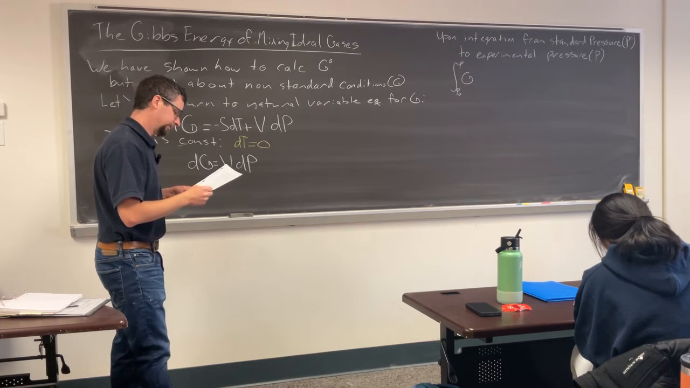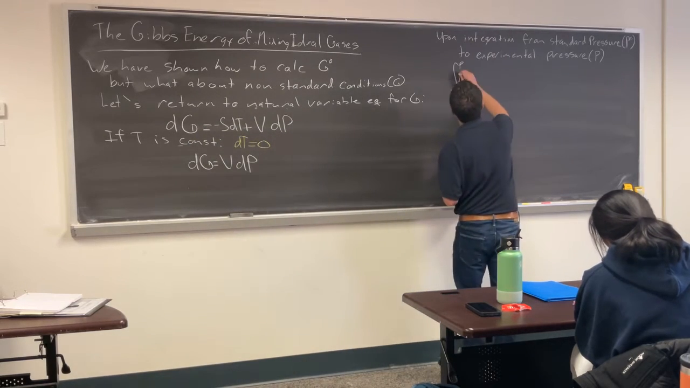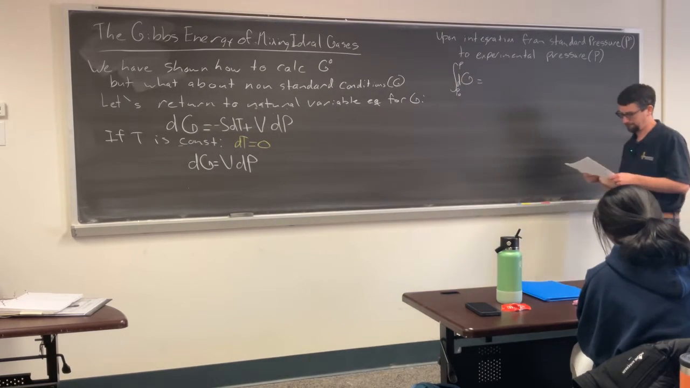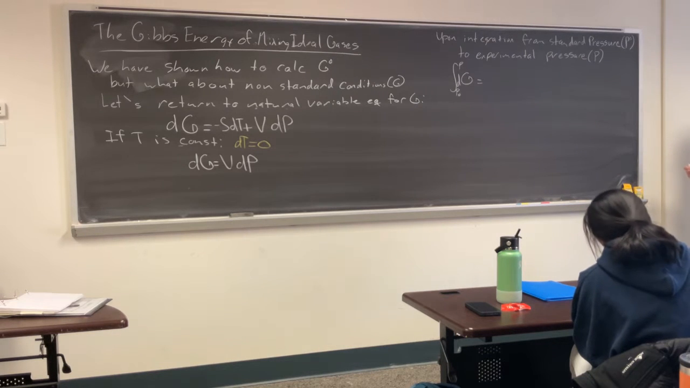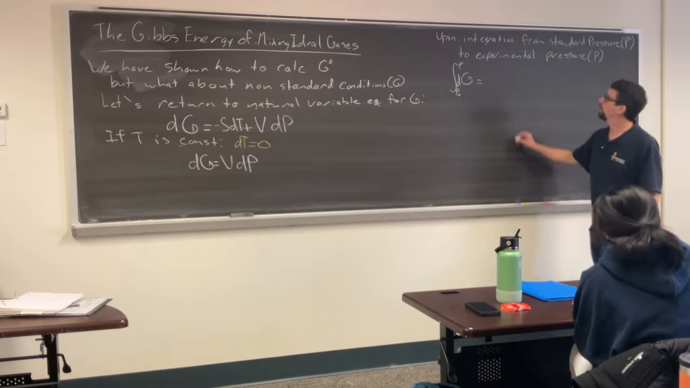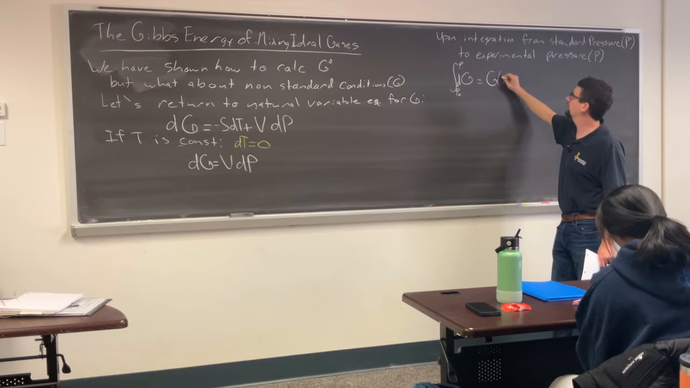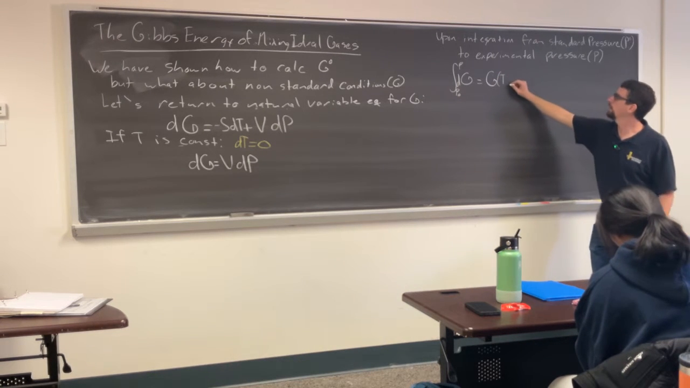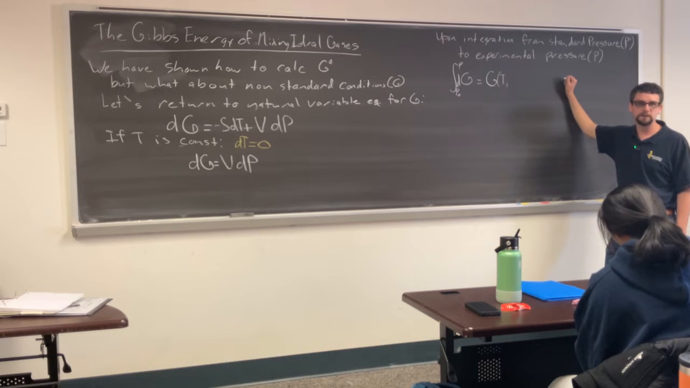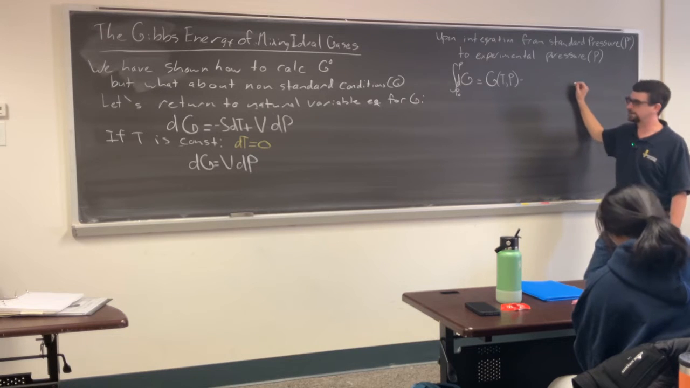For G, this makes it dG. Because remember, what does Gibbs depend on? Temperature and pressure. What's remaining constant in this case, at least with our setup? Temperature. So we're going to have G, which is a function of temperature. Yeah, it's the same temperature. And what else would it be a function of? Yep. So we go to our final pressure minus what?